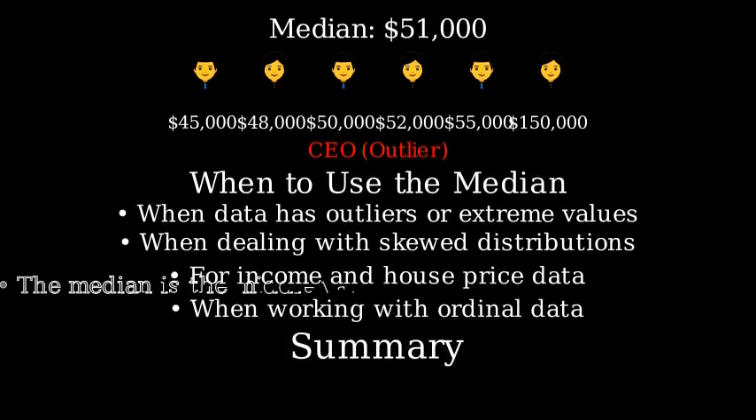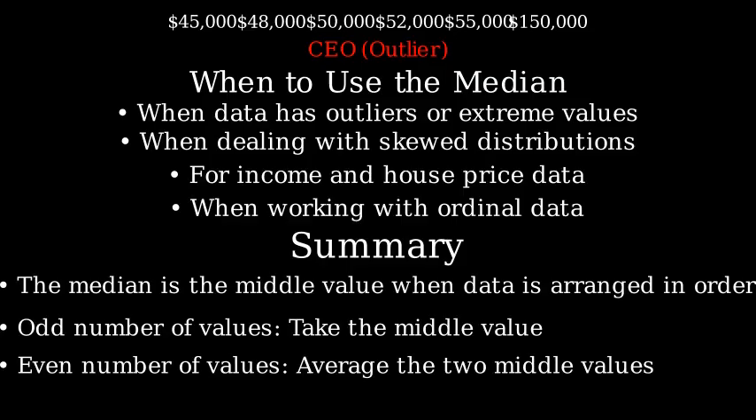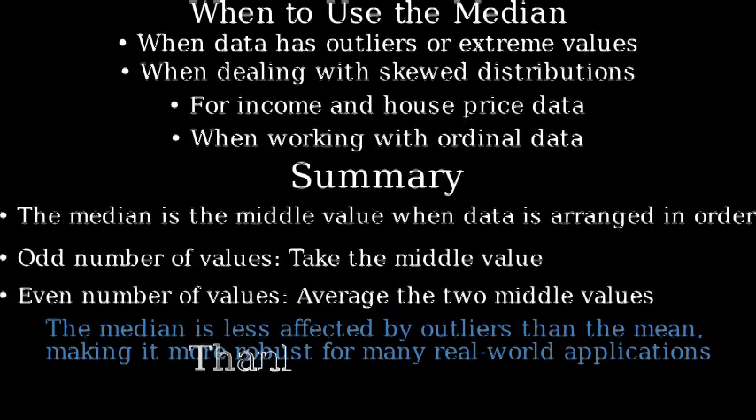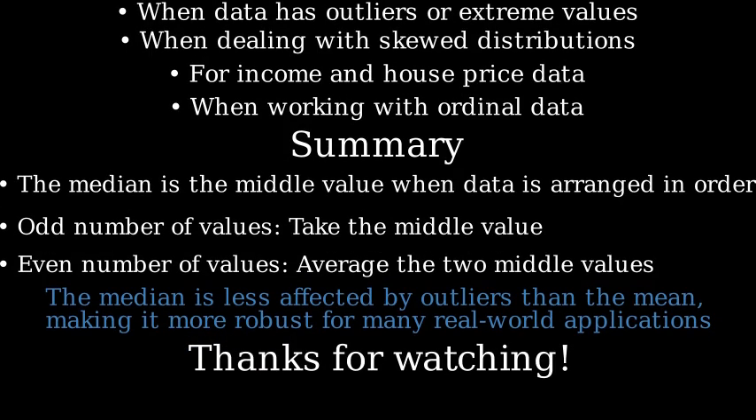For an odd number of values, it's the middle value. For an even number of values, it's the average of the two middle values. The median is less affected by outliers than the mean, making it a more robust measure of central tendency in many real-world situations.